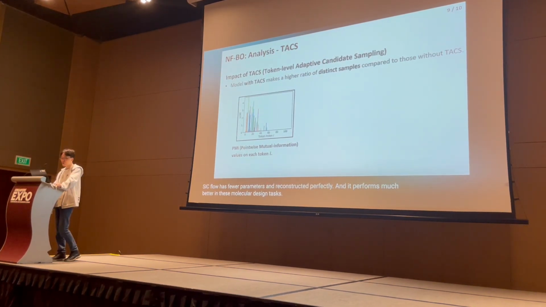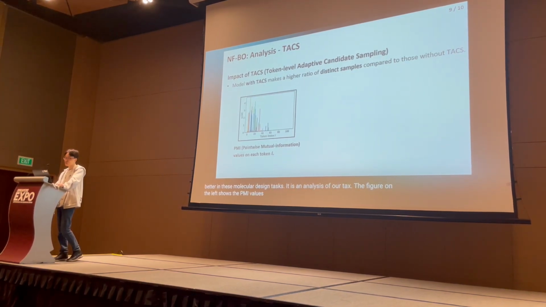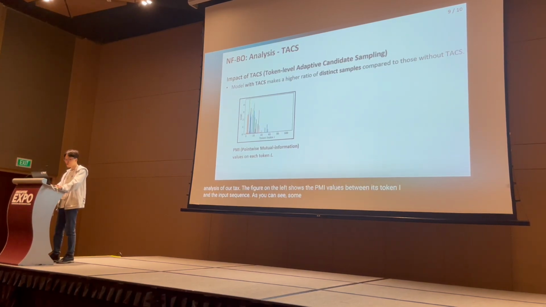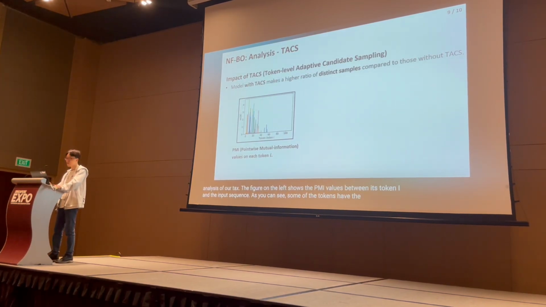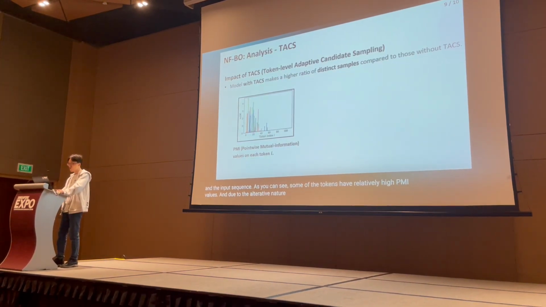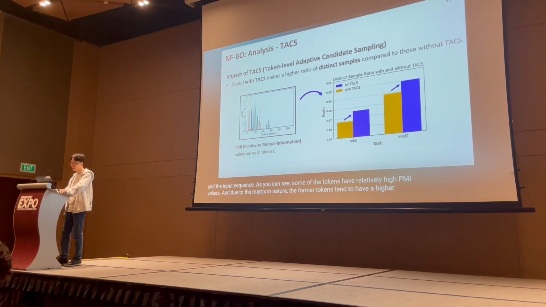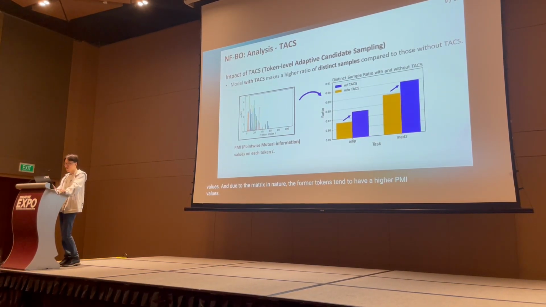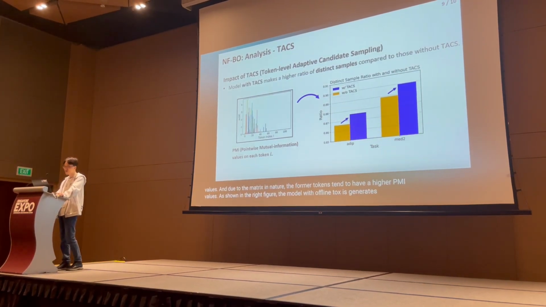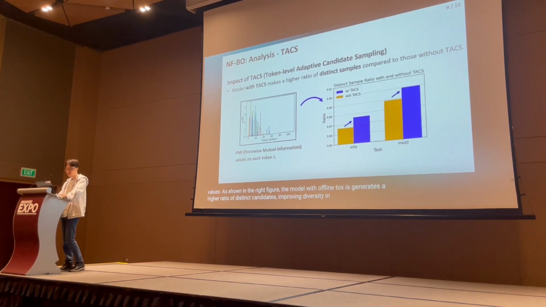This is an analysis of our tasks. The figure on the left shows the PMI values between each token i and the input sequence. As you can see, some of the tokens have relatively high PMI values, and due to the autoregressive nature, the former tokens tend to have higher PMI values. As shown in the right figure, the model with our token-level sampling generates a higher ratio of distinct candidates, improving diversity in the search process.